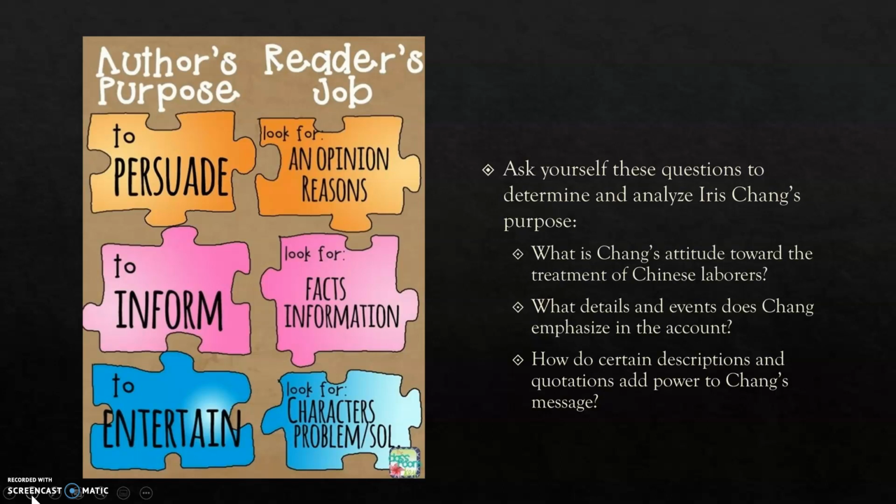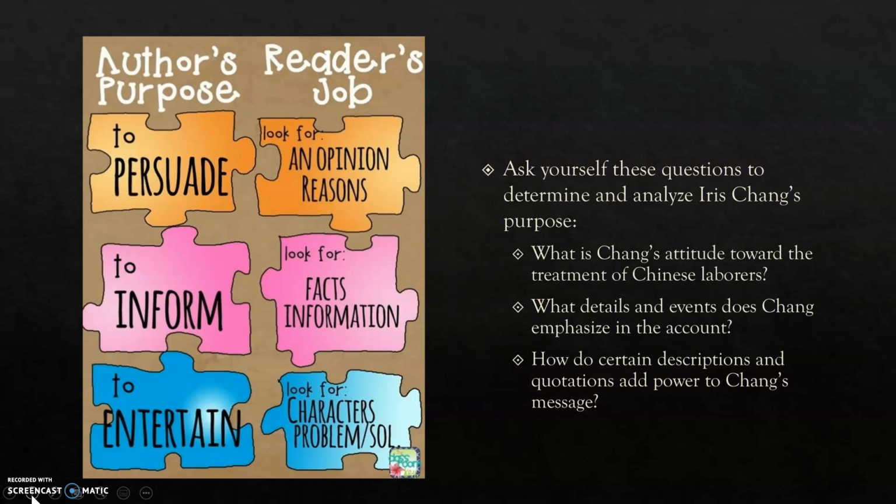Because you have to sit and consider, okay, how does she feel about how Chinese laborers were treated? Does she like it? Does she not like it? Whatever. What details and events does Chang emphasize in the account? So what does she spend more time discussing over others, right? So in the example I gave before of Henrietta Lacks, Skloot spends more time discussing how the family wasn't aware of anything that was happening. And it was really likely that Henrietta Lacks herself wasn't aware of what was happening to her, right? So she's focusing on this to emphasize the mistreatment of this African-American family.